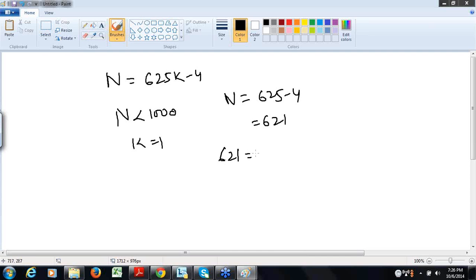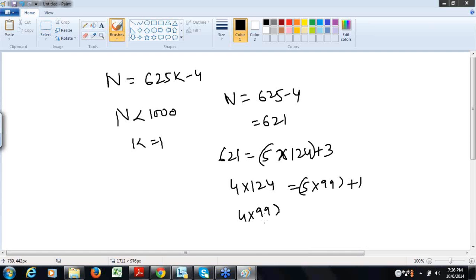Now 621 is what? 5 into 124 plus 3. Now 4 into 124 is 5 into 99 plus 1. 4 into 99, now we are breaking down depending upon each time everybody is taking a share, is 5 into 79 plus 1. Similarly 4 into 79 is equal to 5 into 63 plus 1.